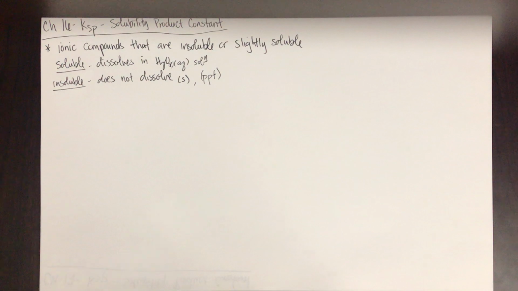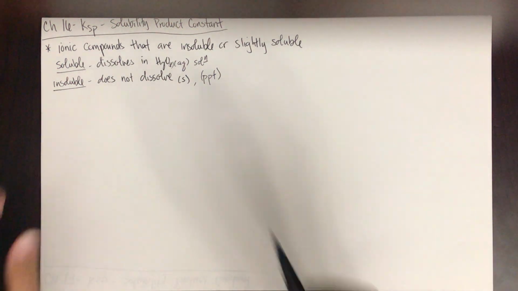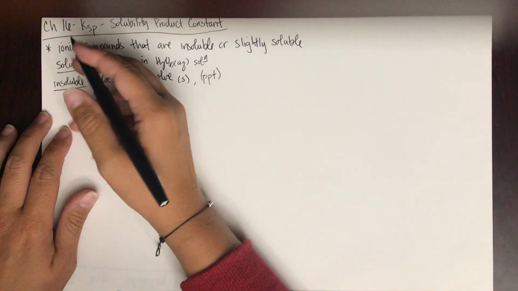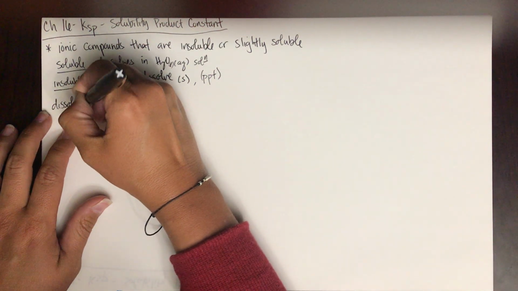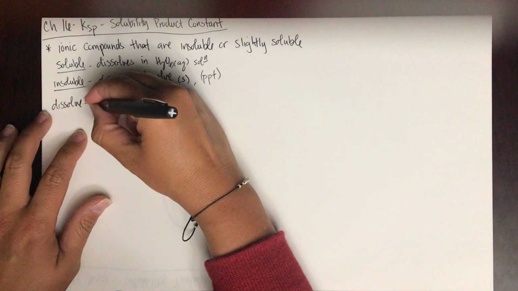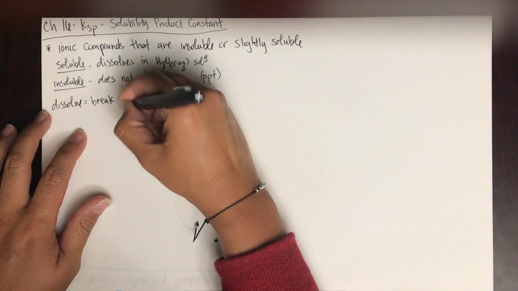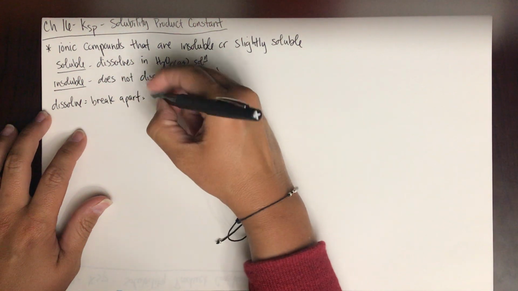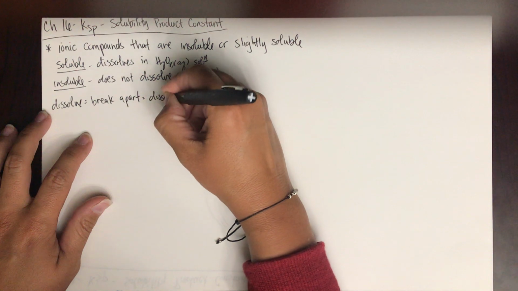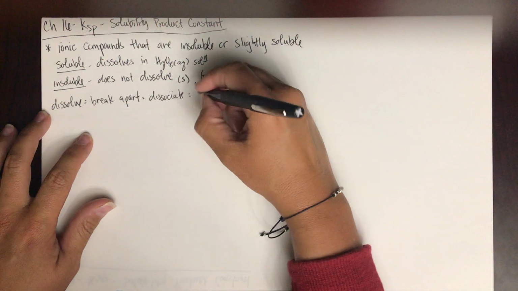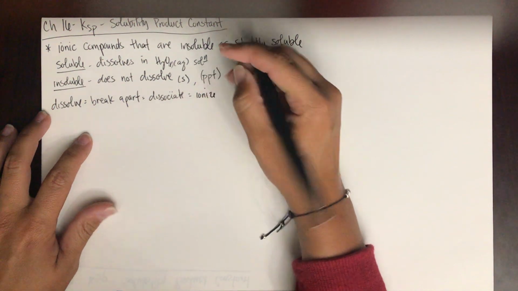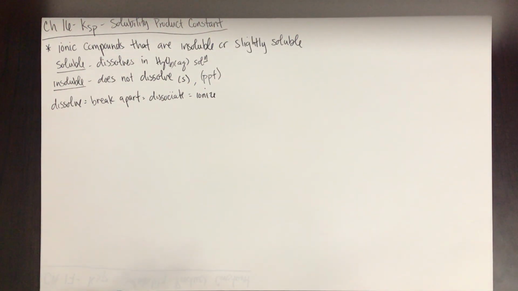So remember, when we talk about the word dissolve, we really just mean ionize, dissociate. Dissolve is synonymous with break apart, dissociate, ionize. All of those mean the same thing.